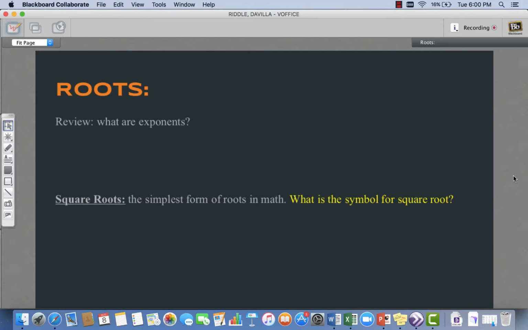Thing we could ask is, what are exponents? And what exponents are is, sorry, one moment, let me just get my drawing pad real quick.